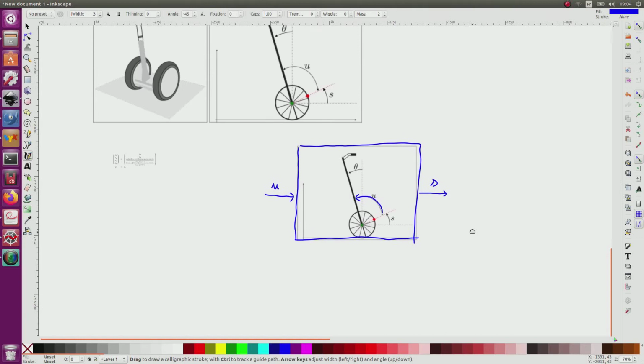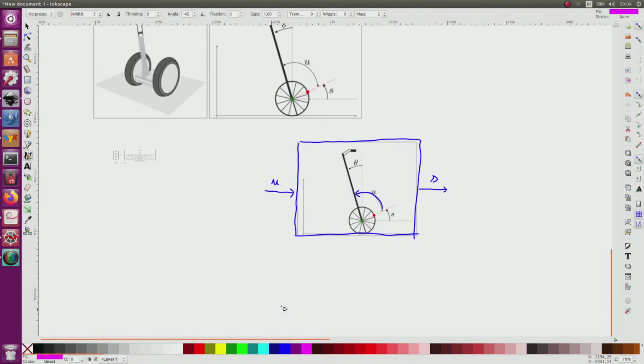So we'll provide in this exercise a regulator. I recall that x, the state, corresponds to s, theta, s dot, theta dot. s corresponds to this angle, but more or less with a minus sign, the distance between 0 and the center of the wheel.